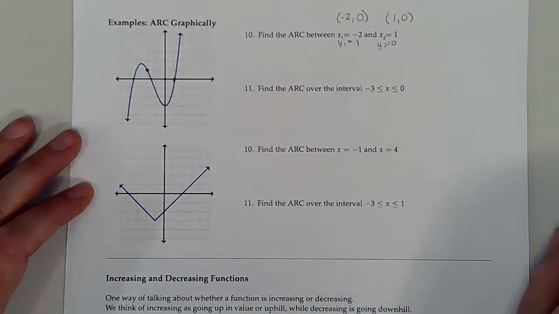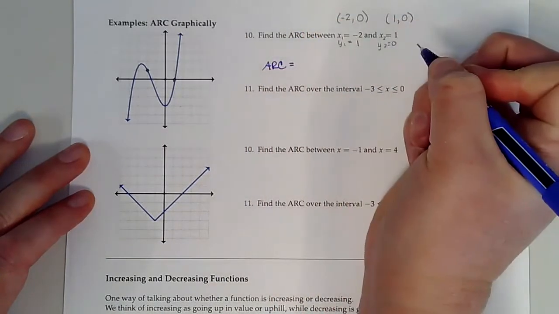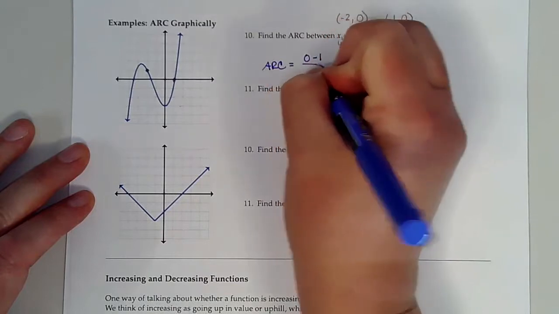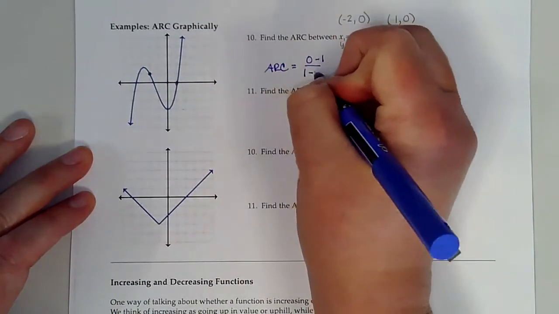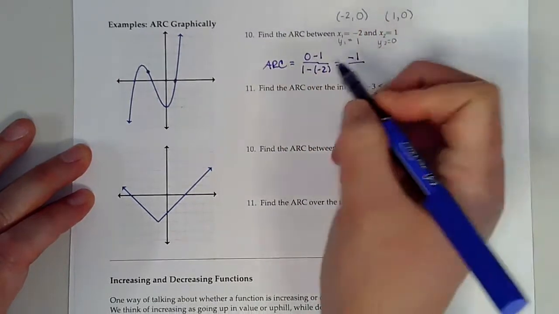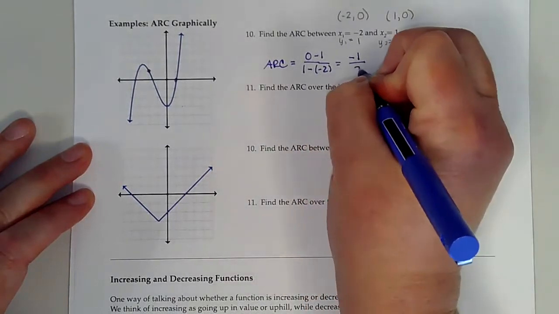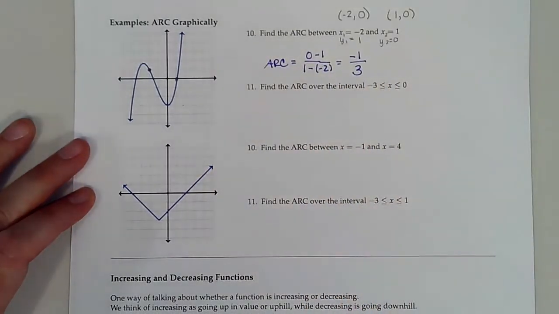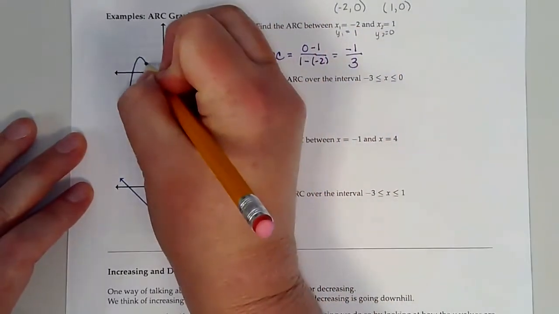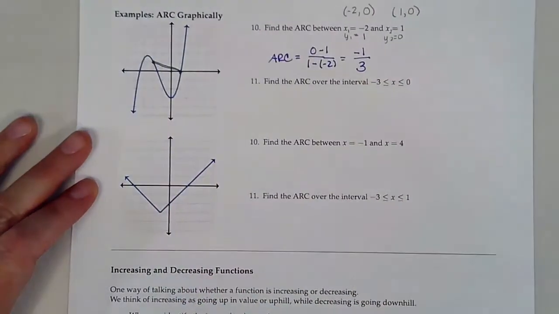And then to get that average rate of change, we'll just fill in that formula. So the average rate of change is going to be 0 minus 1 over 1 minus a -2. So I'll have a -1 in the numerator, and then this is really 1 plus 2. So that gives me a 3. So my average rate of change there is a -1/3. Okay, and visually, that average rate of change is represented by this line here.